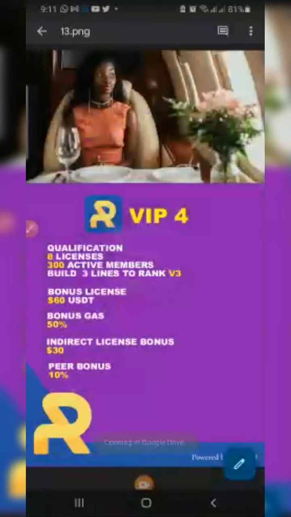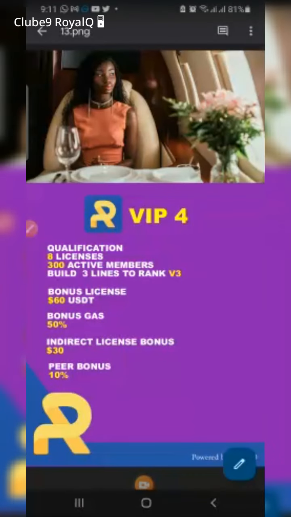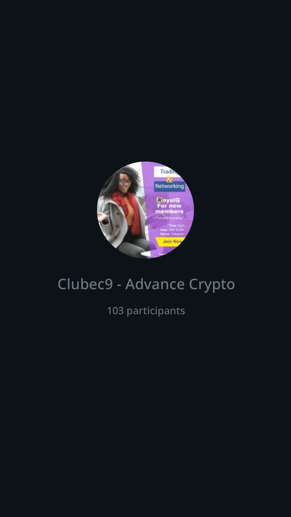Yes, this is VIP 4, right? Now for V4, you need 8 direct registrations, and all your team members must be 300 active team members, and you need to build 3 V3 to become a V4, right? Just follow the process from your V3. Just replicate it in your V4.